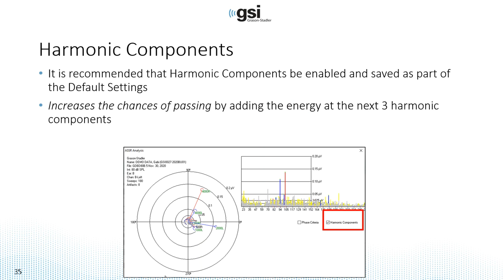The other thing is we recommend that you add harmonic components to the analysis. So you're going to make sure that that checkbox below the FFT is selected. When you do that, it will extend out the FFT graph. By enabling this and including the harmonic components, you are increasing the chances of passing because you're adding the energy at the next 3 harmonic components. So you want to make sure that that is set to on.